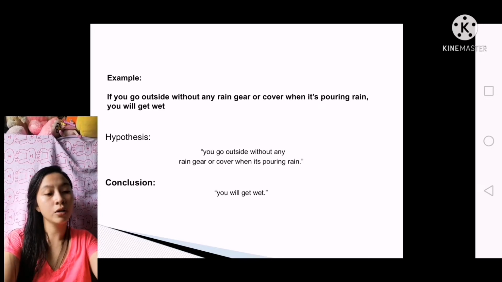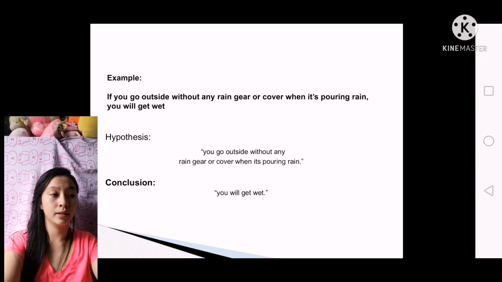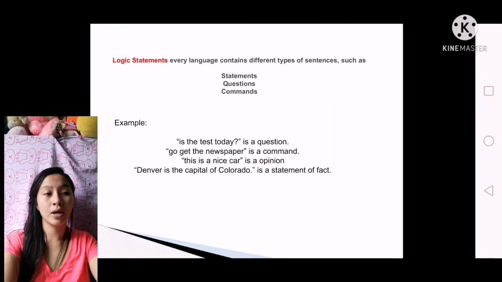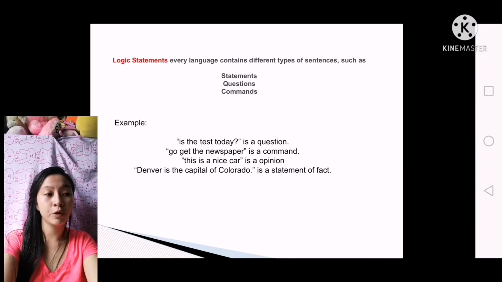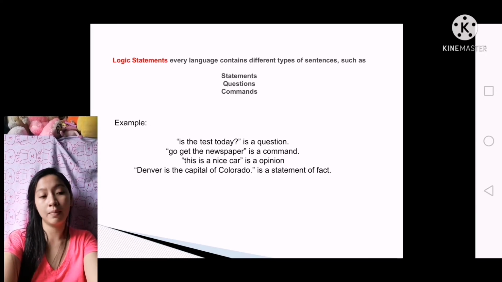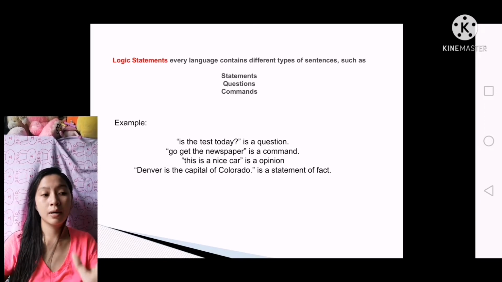And always remember that every language contains different types of sentences, such as statements, questions, and commands. So it is important for you to be able to recognize what kind of statements are present.